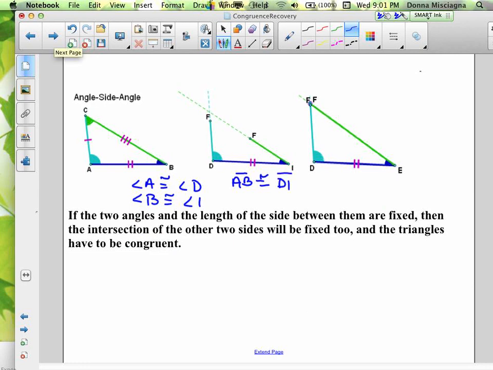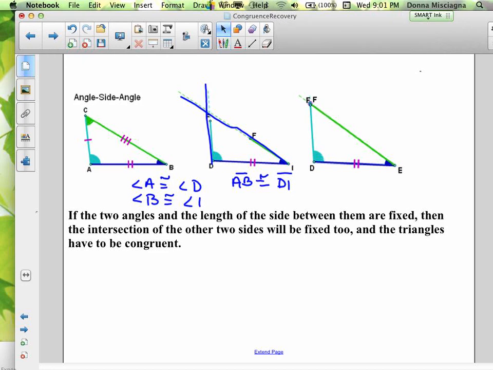Right? So once they fix that, all I can do is follow the lines, and I have to intersect. I don't have any other choices. So if you fix two angles and a side, you're going to be able to make one kind of triangle. If two angles and the length of the side between them are fixed, the intersection of the other two sides will be fixed too, and the triangles have to be congruent. You're just following along a path until they intersect. You have no other choices.